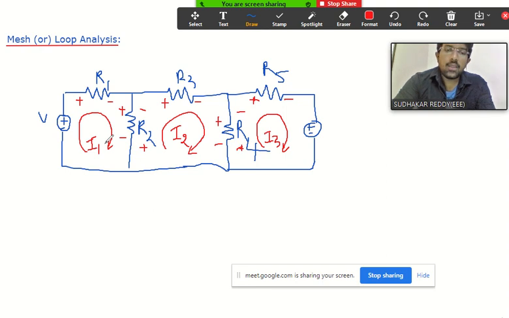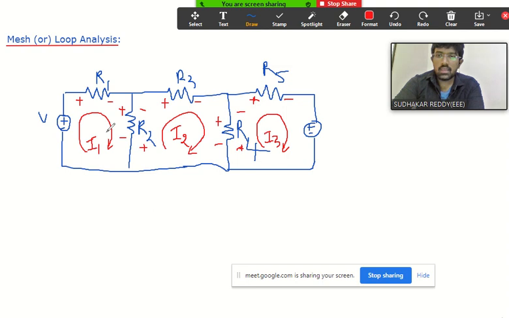Once you assign the polarities, then you need to apply the KVL. So KVL means what? Kirchhoff's voltage law. You need to apply the KVL in each and every mesh. Then you will get the KVL equations. In this case, how many meshes are we having? 3 meshes, right? So in each mesh we need to apply KVL.